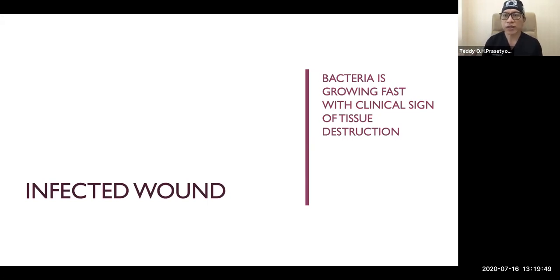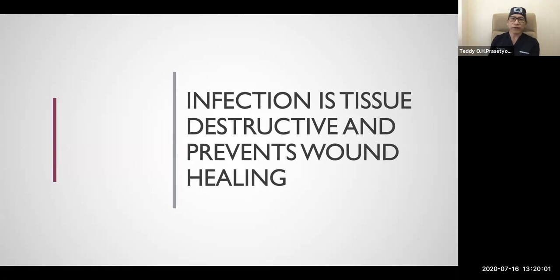Infections come with clinical signs and symptoms, and those clinical signs and symptoms are no other than the signs of tissue destruction. So infection is about tissue destruction, and that tissue destruction would prevent the wound from healing. So we need to manage that infection, treated with antimicrobials that would include also antibiotics, to stop the tissue destruction and allow or facilitate the wounds to heal.